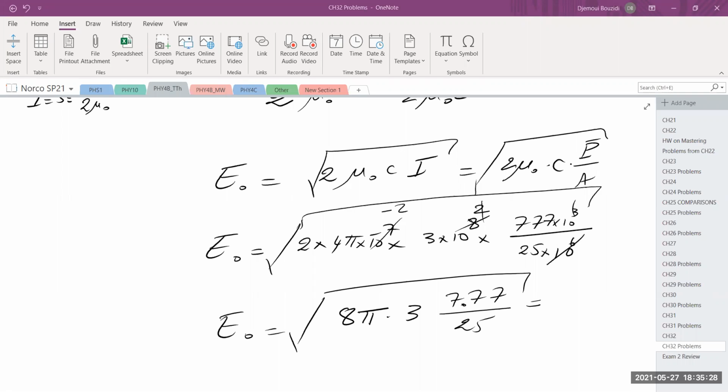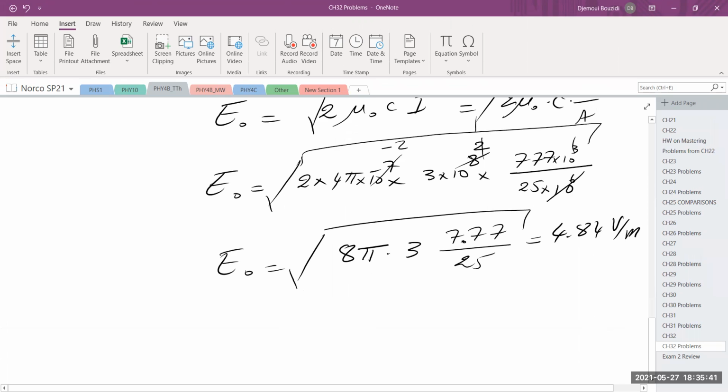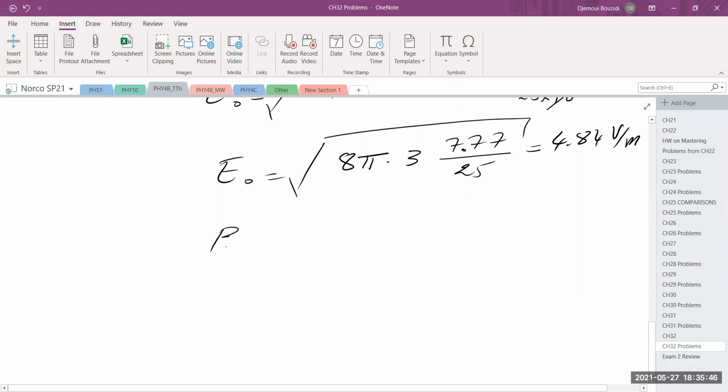It's giving me 4.84 volts per meter, which is a very tiny electric field, actually. Electric field. Okay. So that is the value of the electric field. Now, if I want to find the magnetic field, since I found E naught, all I have to do is just divide this one by C. So it's going to be 4.84 divided by 3 times 10 to the power 8.